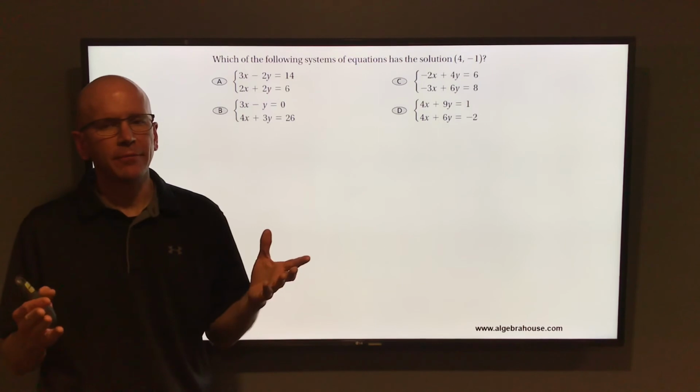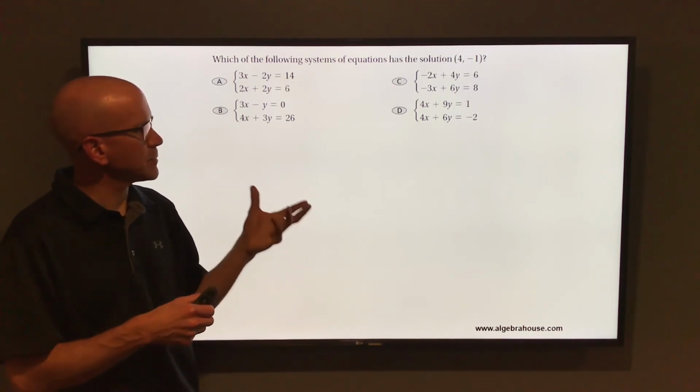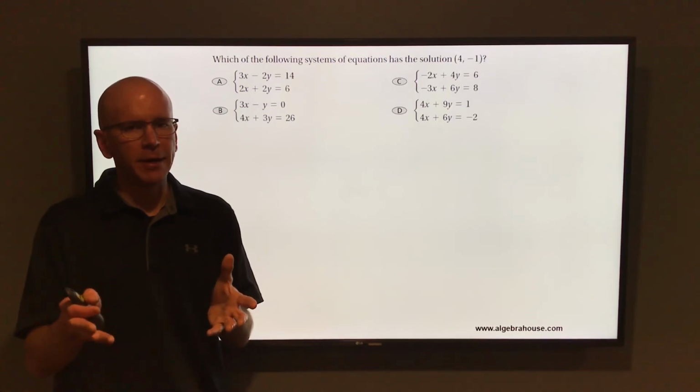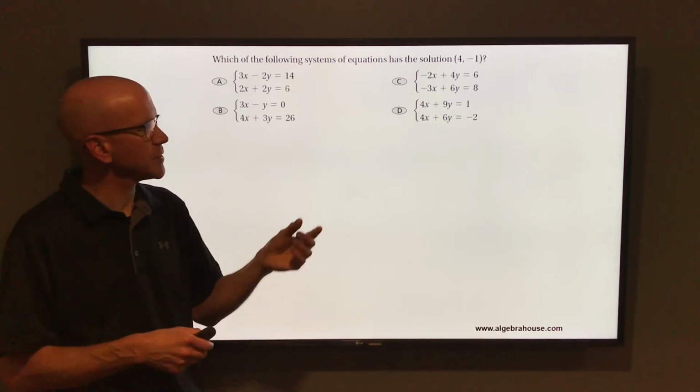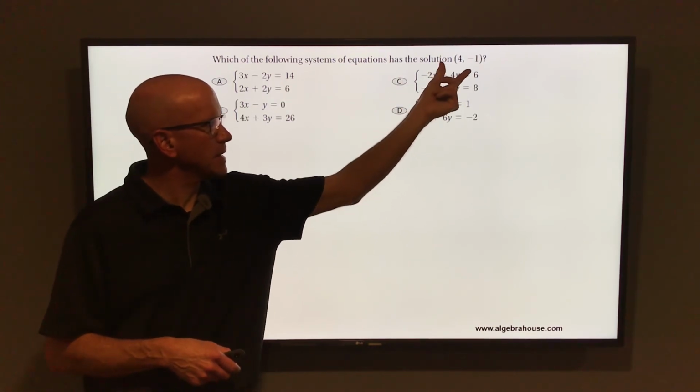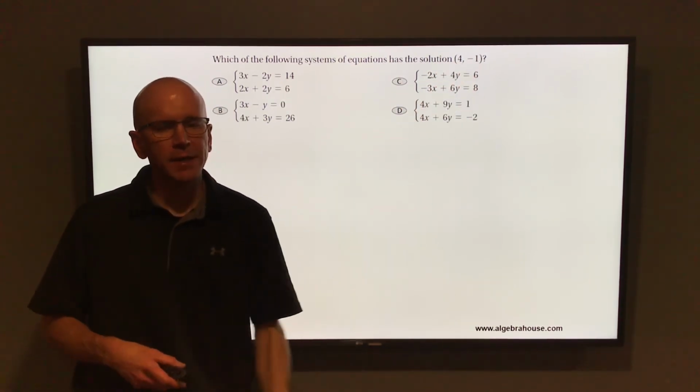But if you don't have a graphing calculator, you could do the substitution and elimination method for each system. That's if you have a lot of time on your hands, because that's probably going to take the most time. Substitution or elimination method on each one of these systems to see where x equals 4 and y equals -1.